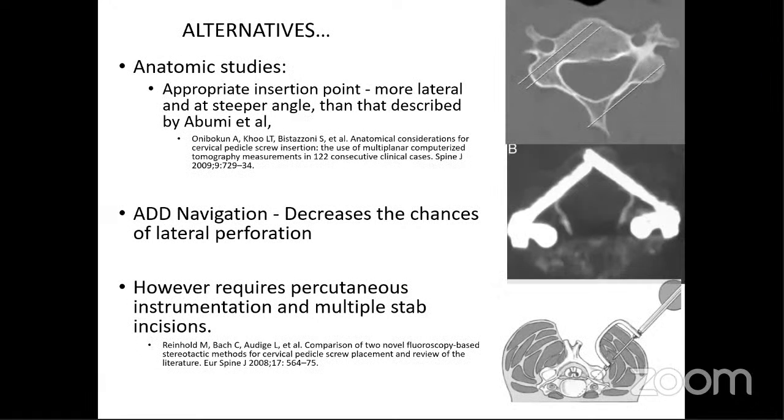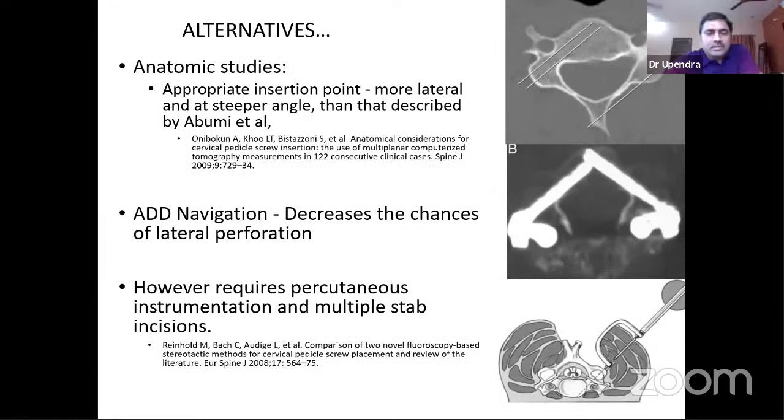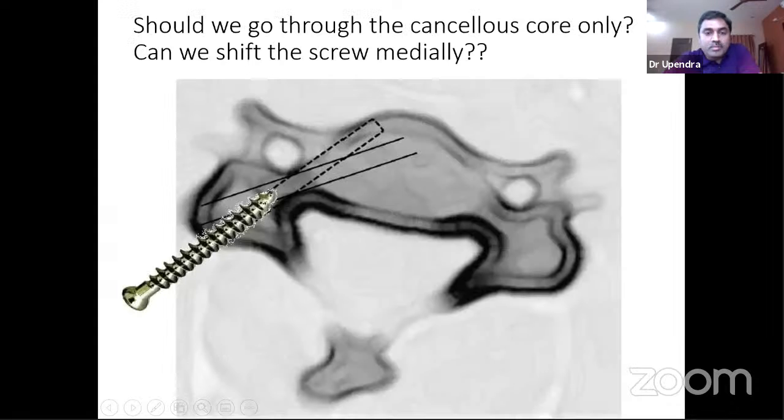What are the options? We can try more laterally, going through the axis at a steeper angle of around 50 degrees to prevent the medial cortex from hitting the screw laterally. But going 50 degrees medially is difficult and we need multiple stab incisions, which become quite cumbersome.